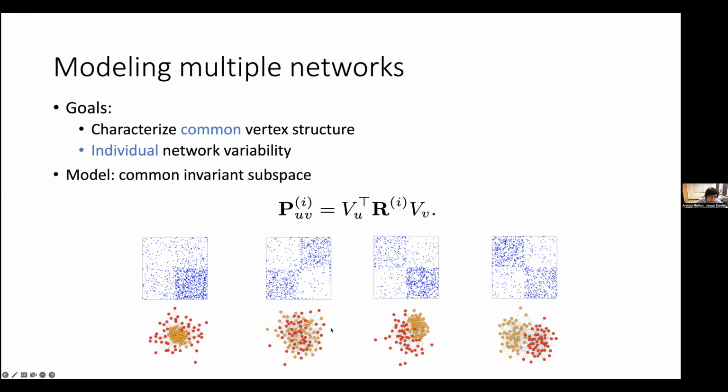So one particular model that we developed to study this type of networks basically has these two goals. On the one hand, we want to characterize the common vertex structure, which was one of the goals that I mentioned in the previous slide. But we also want to understand the individual network variability. In this model, we're going to use a common invariant subspace, which if you don't know what that means, it doesn't matter too much, but the point is that we want to have some common parameters that are going to be shared across all the networks.